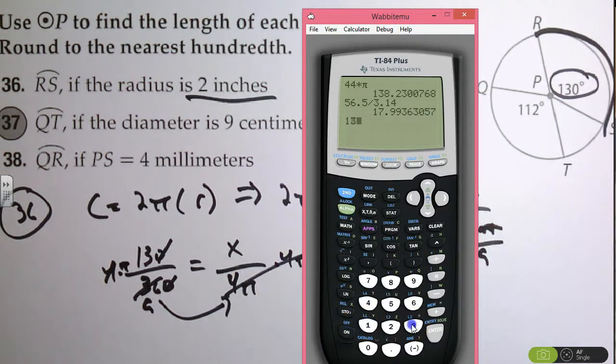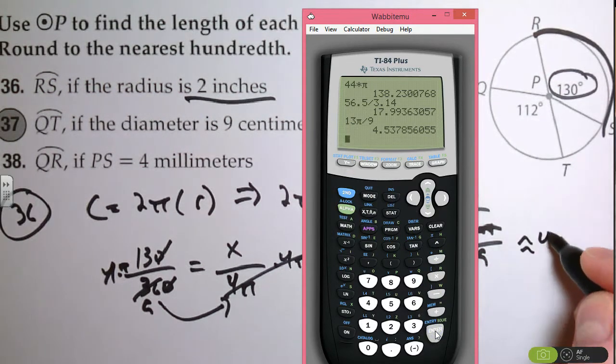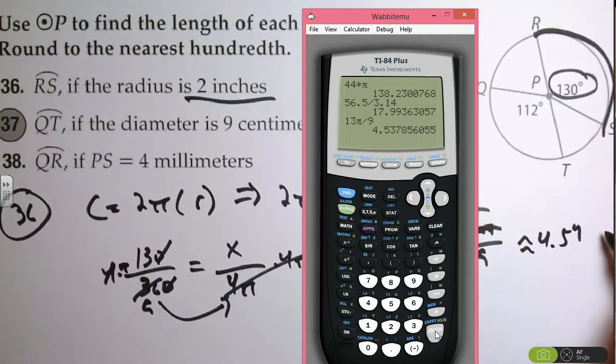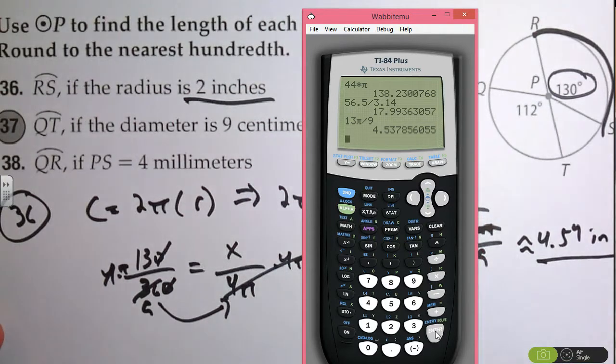Which is a decimal, 13 pi divided by 9 is 4.53, no, 4.54. And what do we got here? Inches. Now you do the same thing for 37 and 38. You're just doing different angles.